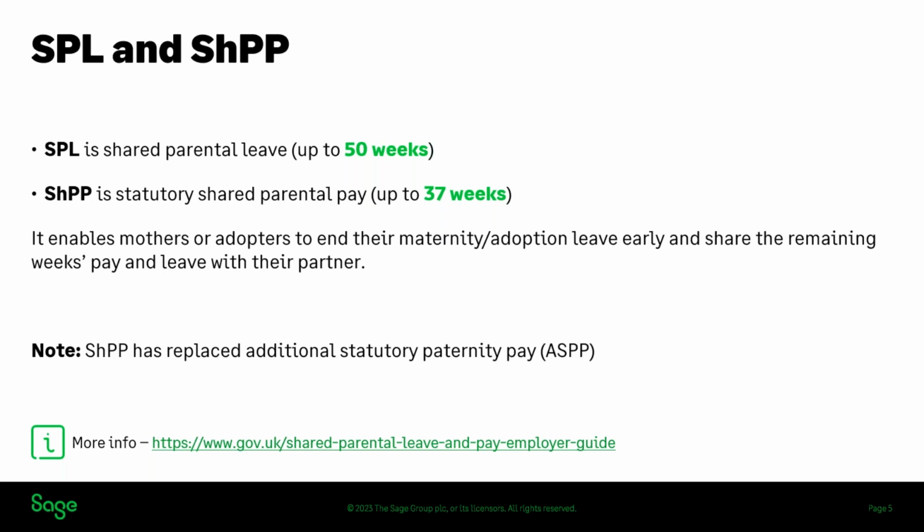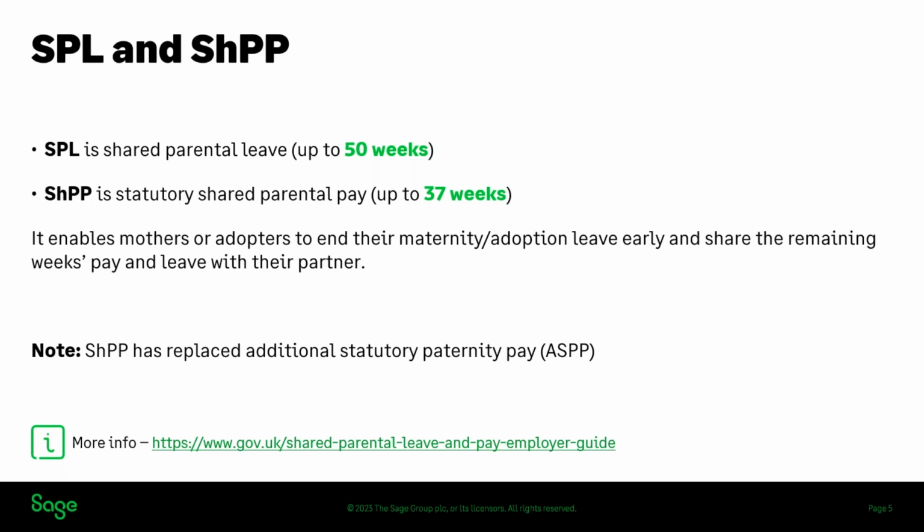The way it works is this enables a mother or an adopter to officially end their maternity or adoption leave early, but then share the remaining weeks' pay and leave with their partner. So it gives them a lot more flexibility compared to what they would have if they just stuck with maternity or adoption pay, which is a continuous 39 weeks, with the partner just taking the 2 weeks of paternity pay.